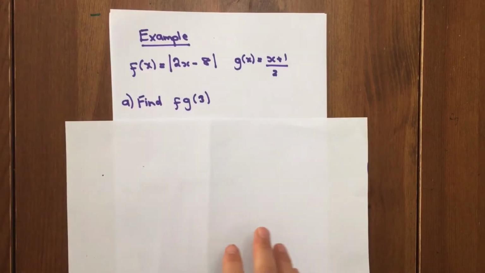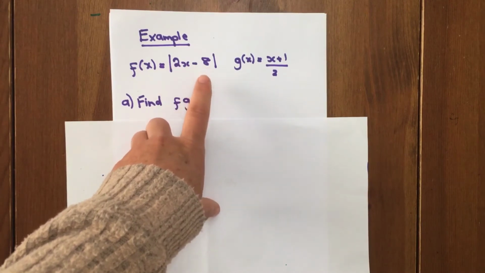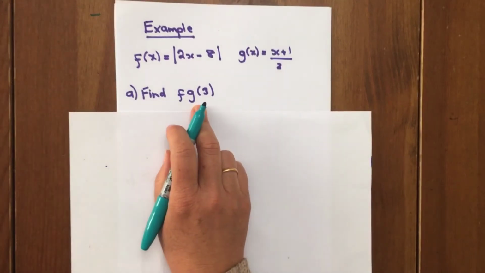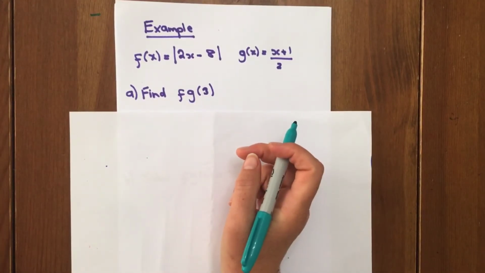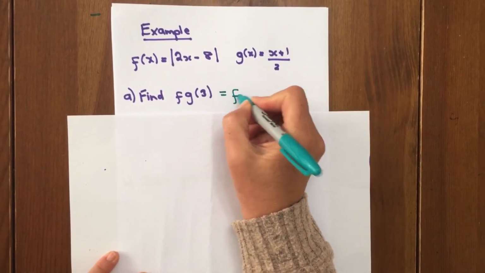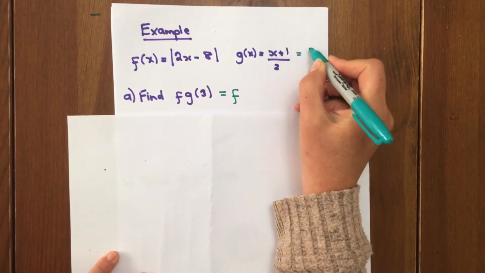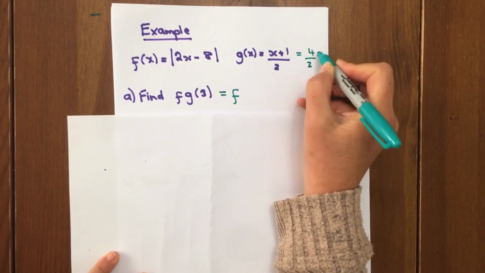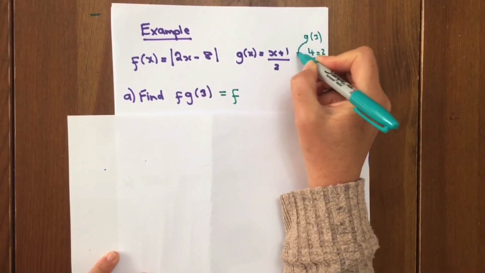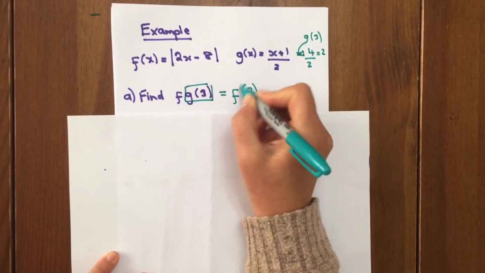Okay, so let's look at what kind of questions you get for A-level. Now for A-level, we're going to involve this modulus sign as well. This is one type of example you might get. The first question says find f on g of 3. So I'm going to work out g of 3 first. So g of 3 will be 3 plus 1, so just put 3 into here. 3 plus 1 is 4, divided by 2 gives me 2. So g of 3 is equal to 2.